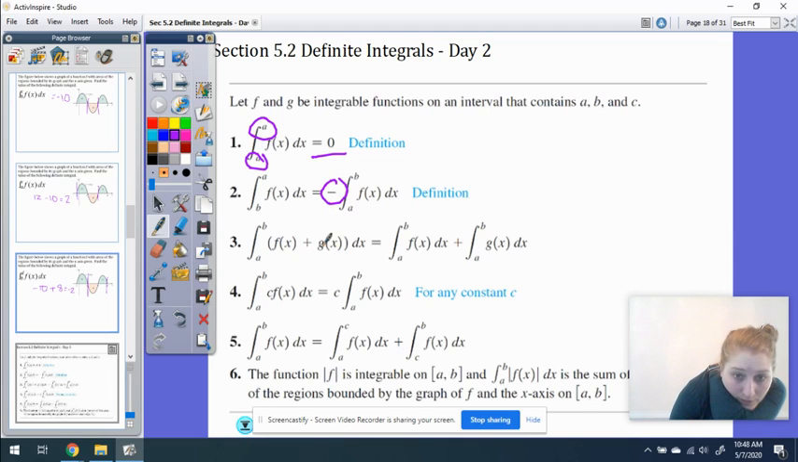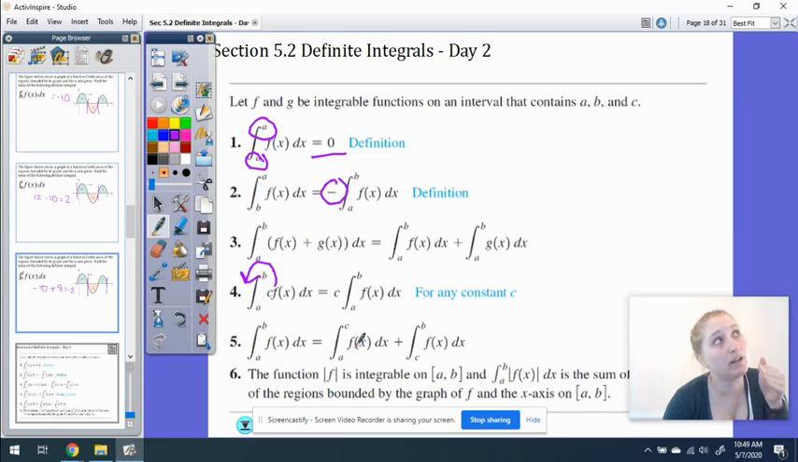Here, if you've got addition or subtraction, you can split them up. Here, if you have a constant, you can take that out. And then this one's really cool. So what this one can do is you can break this up into a smaller subset. So in this case, it's the value from A to C, and then this one takes over and goes from C to B. So pretty cool. And then the last thing is whenever you are doing the absolute value, you need to know the regions where it is negative in order to be able to do that problem. So if you don't have the regions, you're not going to be able to do it.